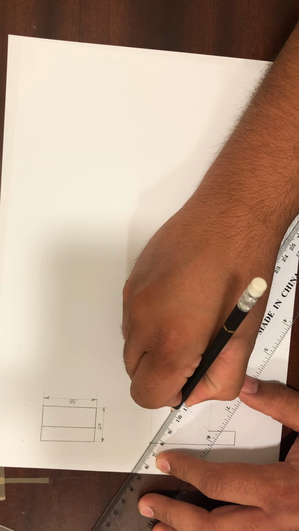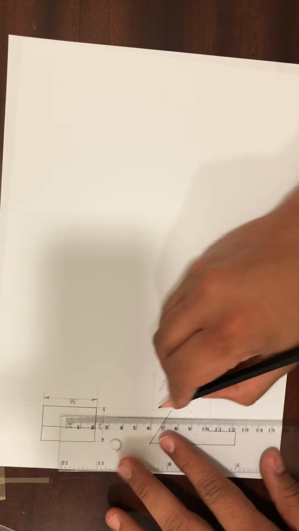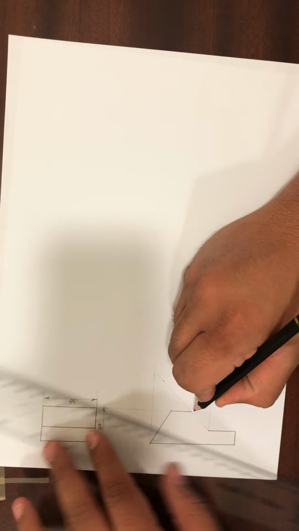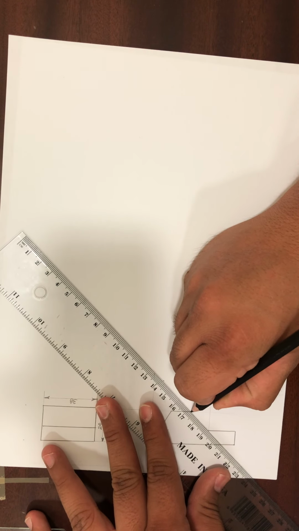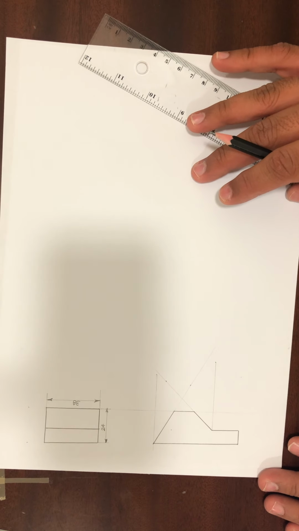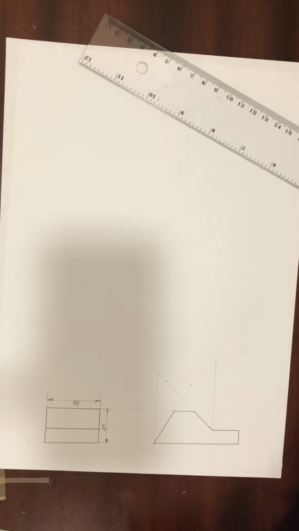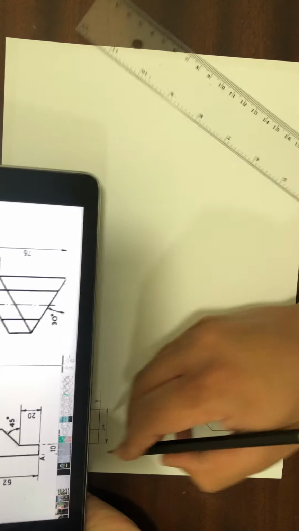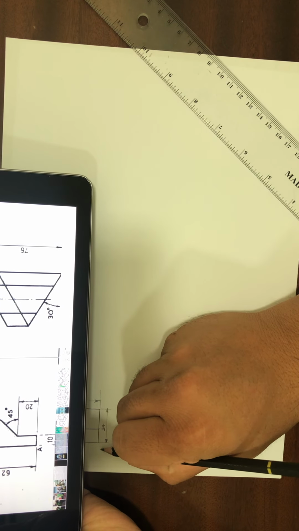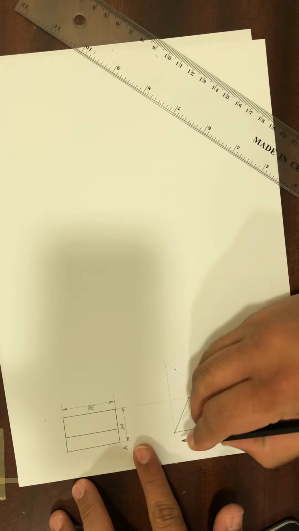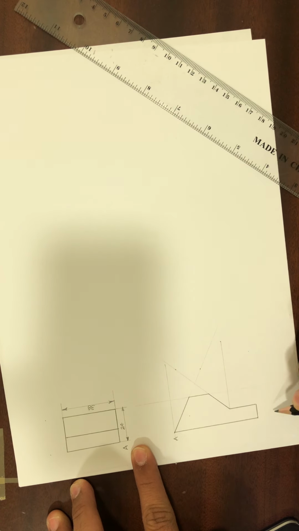Okay, join this, join this, and also join this. So now the figure is completed. We need to make the dimensions. Okay, here this point is A. A means it is the seam. It is given in the question that A and A dash is the seam.